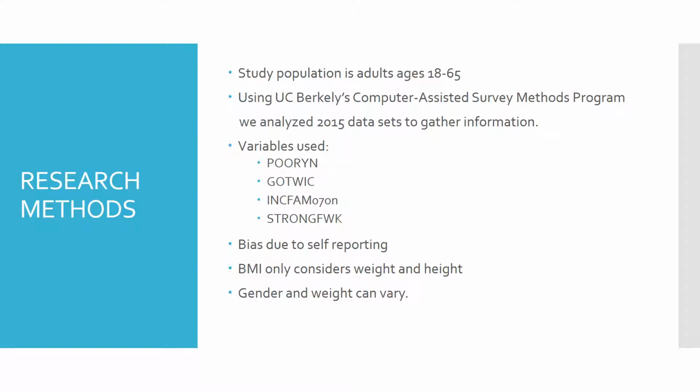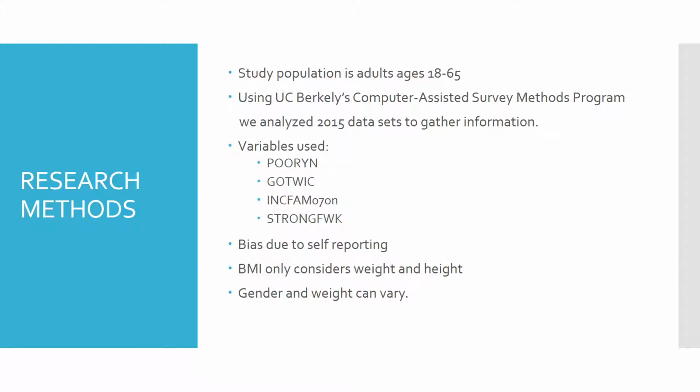Our study population is adults ages 18 to 65 years old. Using the University of California, Berkeley's Computer-Assisted Survey Methods program, we analyzed 2015 datasets to gather information. The variables that we used are as follows. PORIN, which is above or below the poverty line as the independent variable, compared to BMI as a dependent variable.